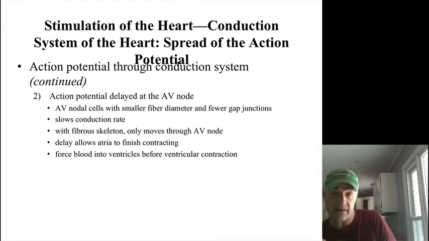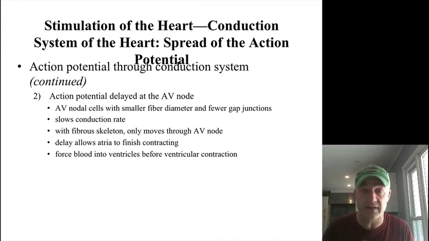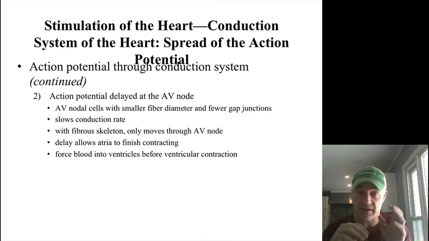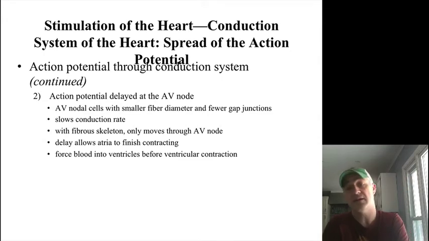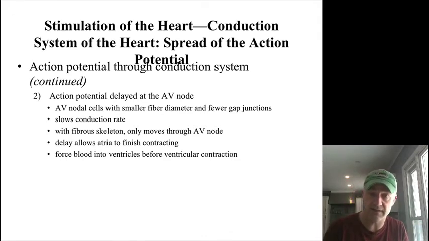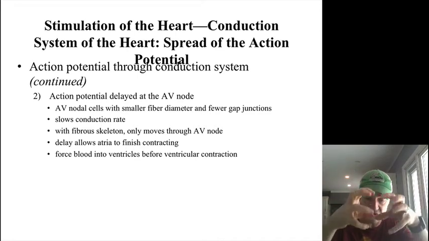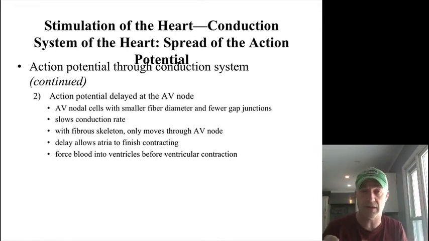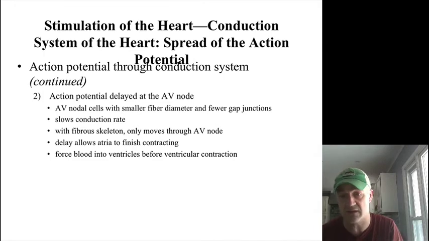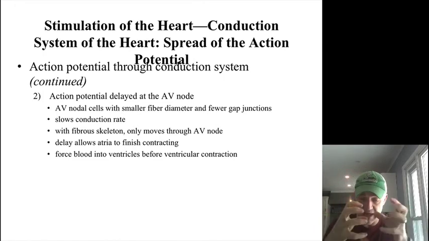This AV node and the connecting cells with it are the only connection through that fibrous skeleton. Remember we said that the atria and the ventricles are fully isolated electrically, at least the muscle cells. This is the only connection between these two, so this is what allows that depolarization to move from the atria down to the ventricles. But this delay and slowdown allows the mechanical contraction of the atria to finish before we get the depolarization and contraction of the ventricles. So we need to slow it down a little bit so we mechanically have enough time to finish contracting the atria before we get a contraction of the ventricles.